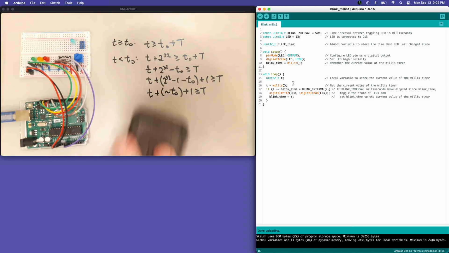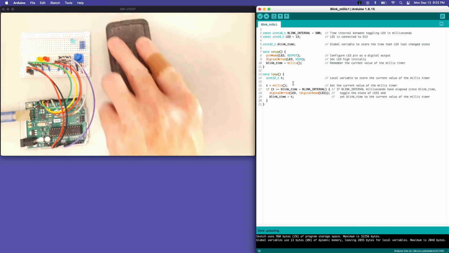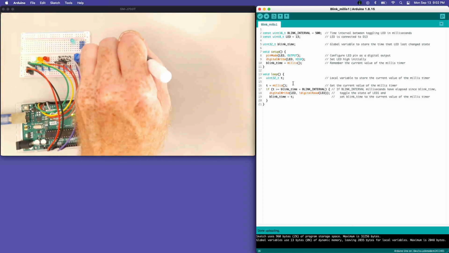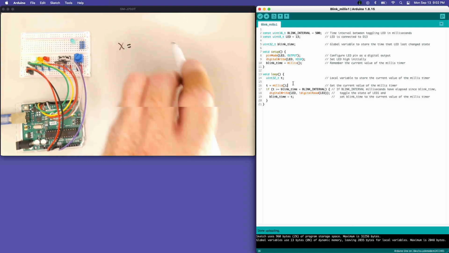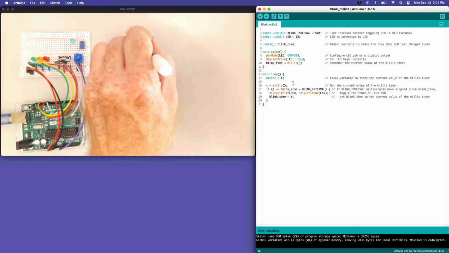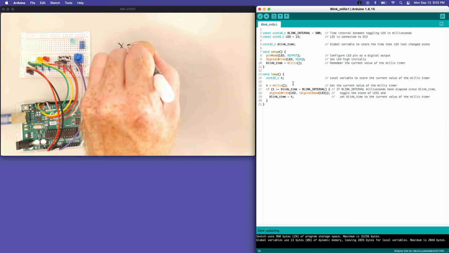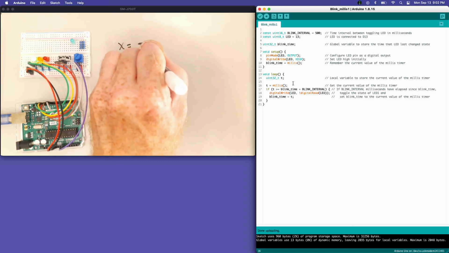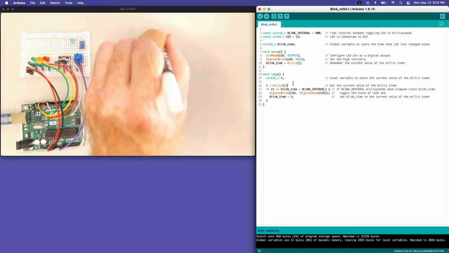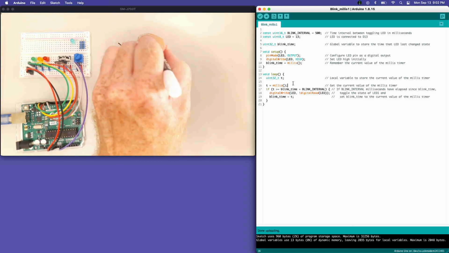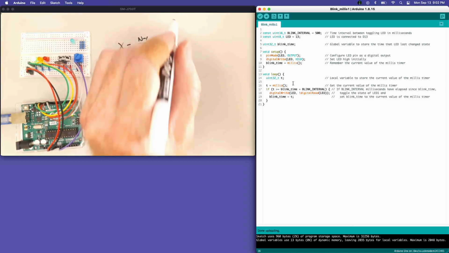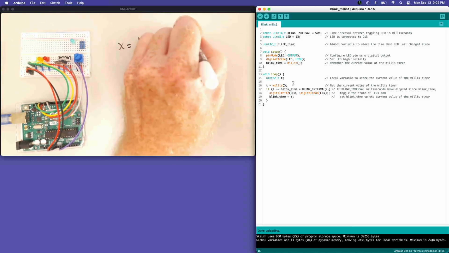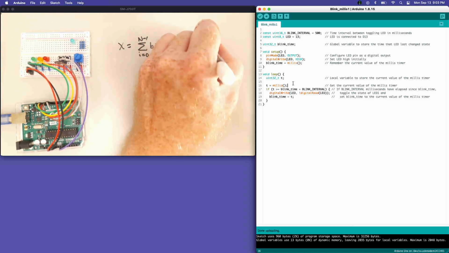So let's consider some number x, which is an n-bit number, and we can represent that as generically a binary representation where we have the sum from i equals 0 to n minus 1 of some b sub i times 2 to the i, where b sub i is an element of the set {0, 1}.